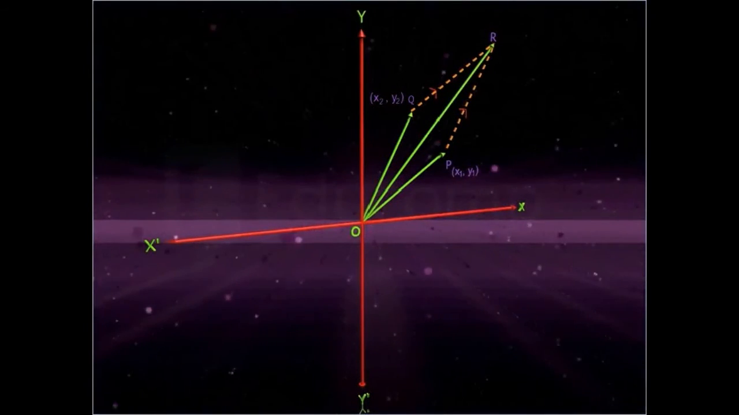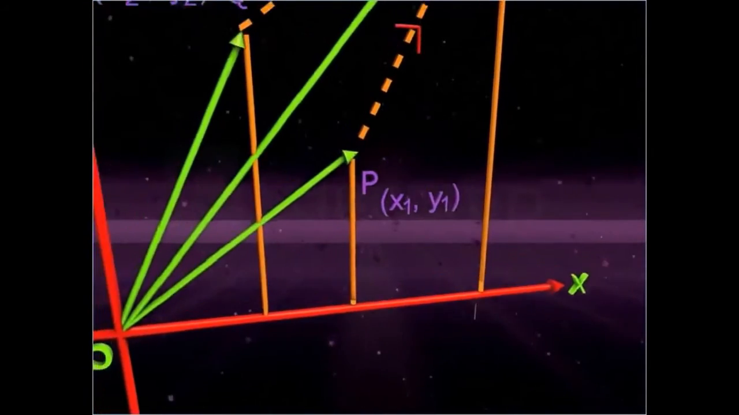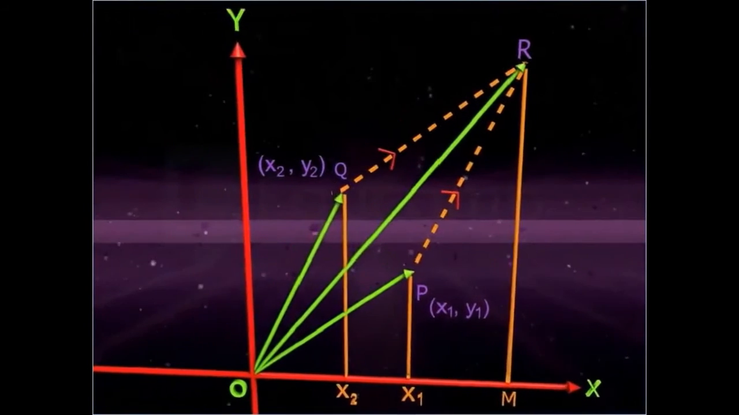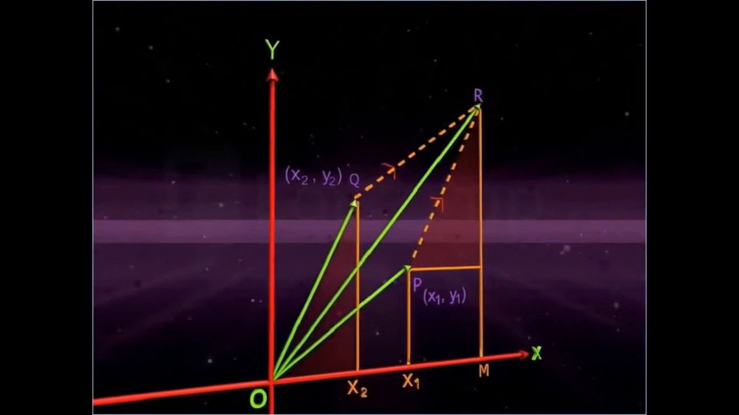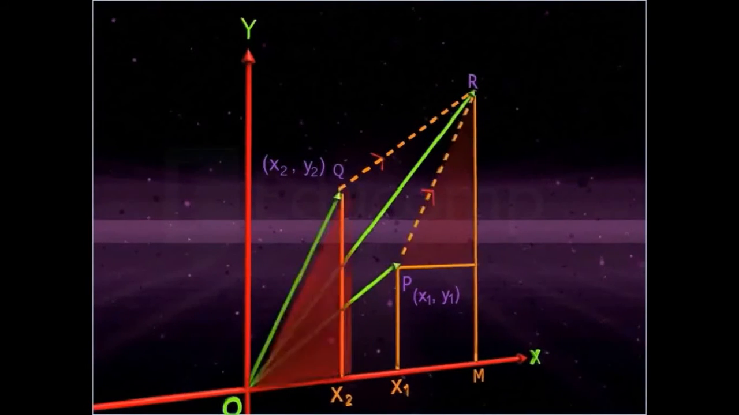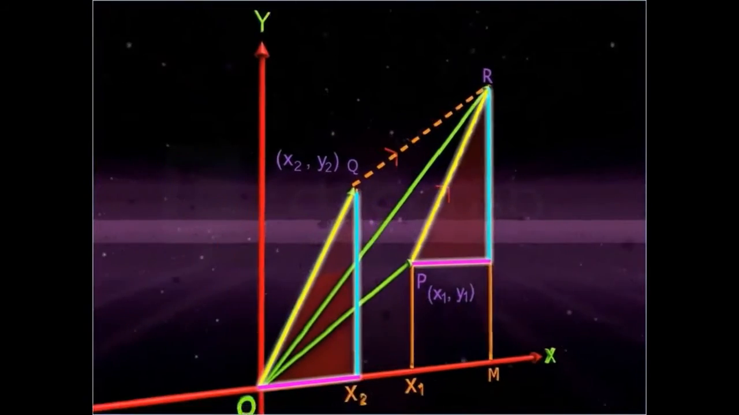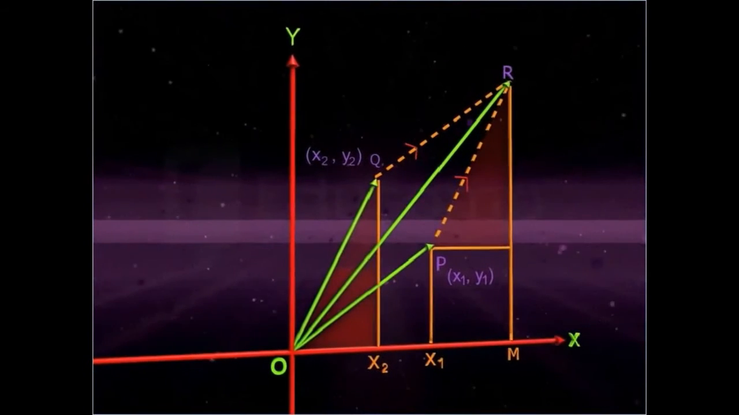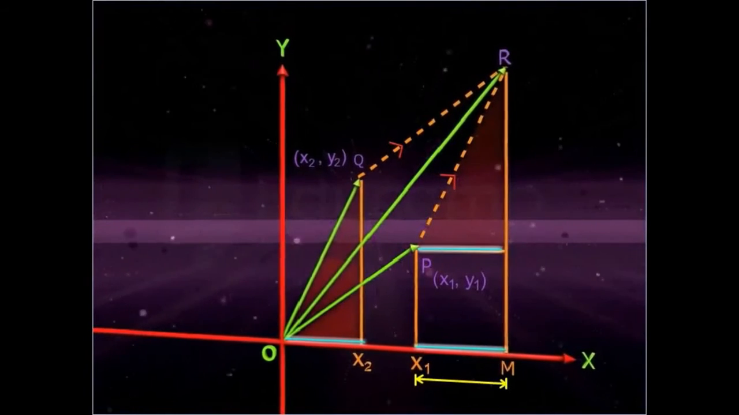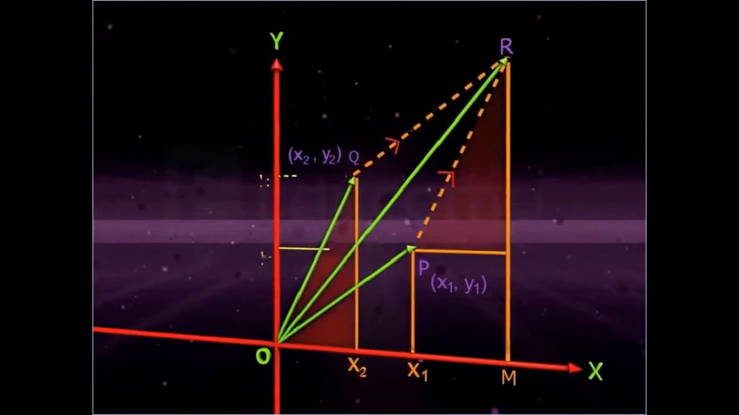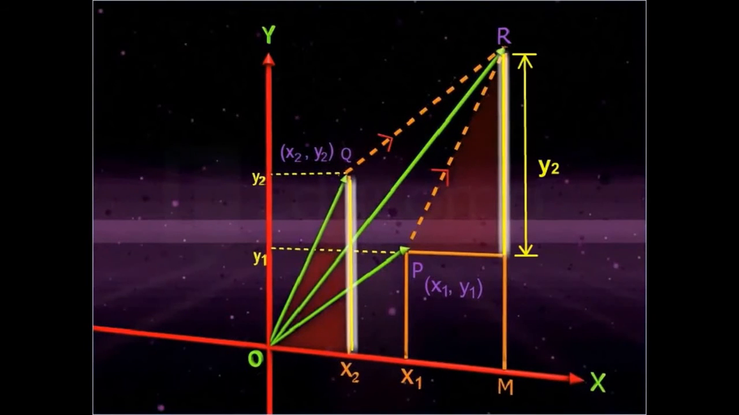Now, draw perpendiculars from P, Q and R on the real axis. Also, draw a perpendicular from point P on RM as shown. Notice that these two triangles are congruent. So, their corresponding sides are equal. This helps you conclude that these three line segments are equal and their length is x2. Similarly, these two vertical line segments are equal and their length is y2.